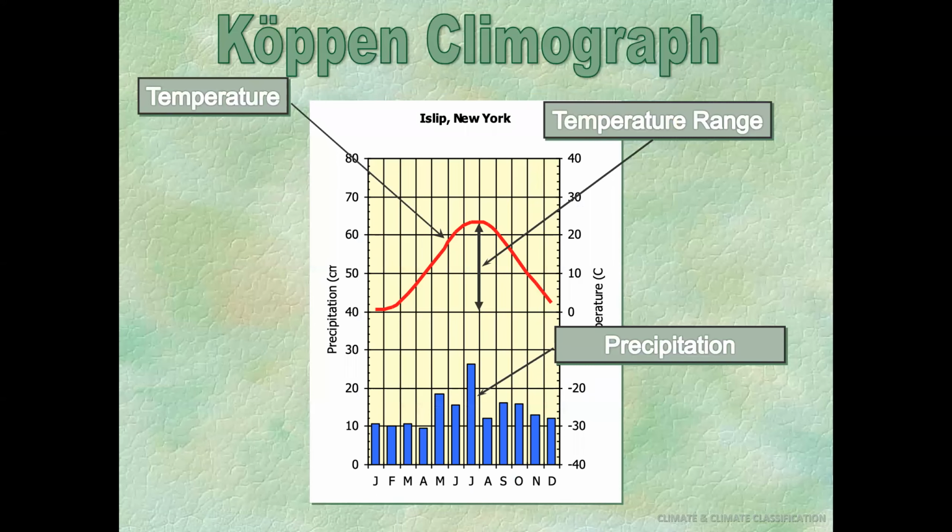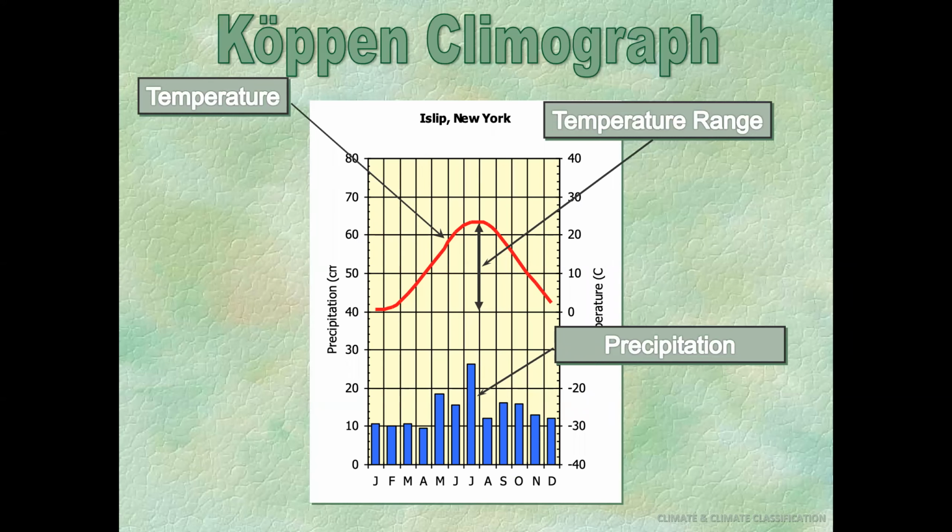We're going to look at several climographs. This one happens to be from Islip, New York, and I just want to show you that temperature is in the red. That is the average low and high for each month. That arrow with two heads is the temperature range, the difference between the low point and the high point, and the blue bars at the bottom indicate precipitation in centimeters for each month.